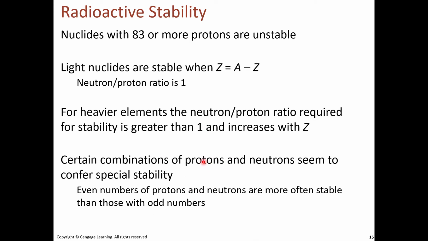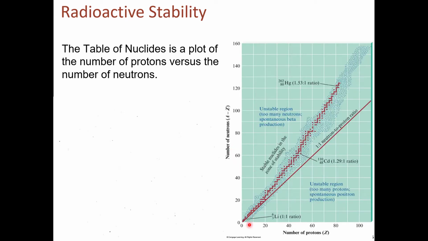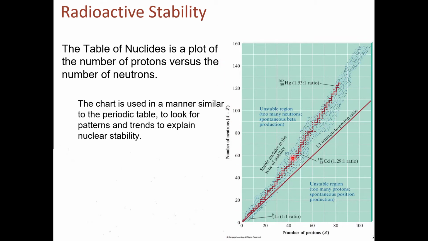Sometimes certain combinations of protons and neutrons have special stability, so even numbers are going to be more stable than odd numbers, and some other special numbers have special stability. And these are called magic numbers. It's a plot of the number of protons versus the number of neutrons in a stability chart like this, and it's used in a similar way to the periodic table to explain patterns of nuclear stability.